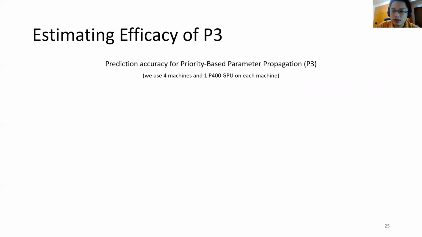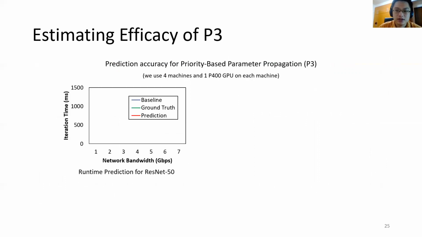And finally, we show the evaluation of P3. We use 4 machines and 1 P4000 GPU on each machine to replay the evaluation of P3 in the paper. So here's the figure showing Daydream's estimation of using P3 on ResNet-50, and we vary the network bandwidth on the x-axis. This is the baseline, and the improvement of using P3 is actually subtle.